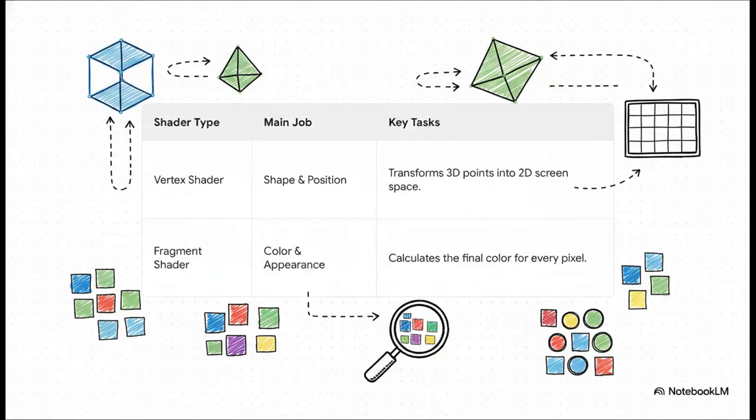So here's how it all breaks down. The Vertex shader is all about the where. It handles the 3D points, the vertices, and figures out the object's shape and where it goes. Then the Fragment shader, and you'll also hear this called a pixel shader, same thing. It handles the what, as in what does this thing actually look like, down to every single glorious pixel.